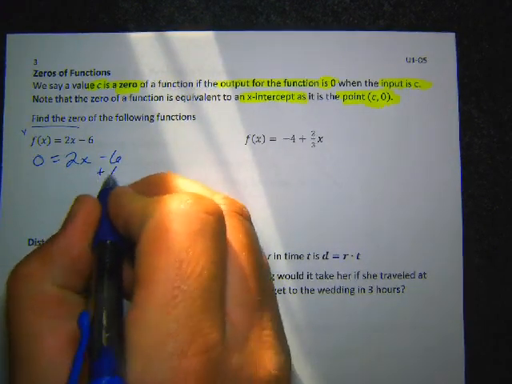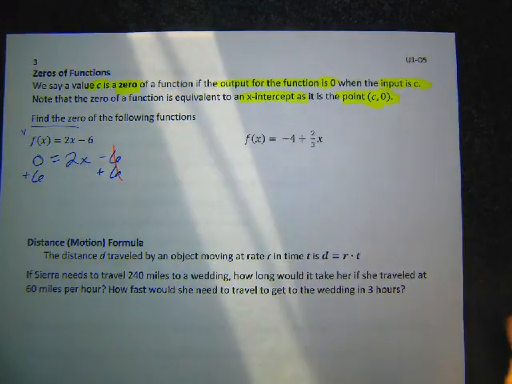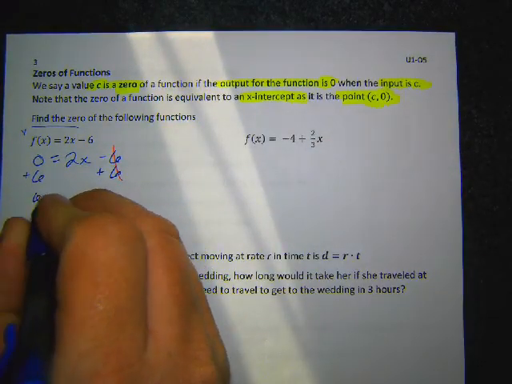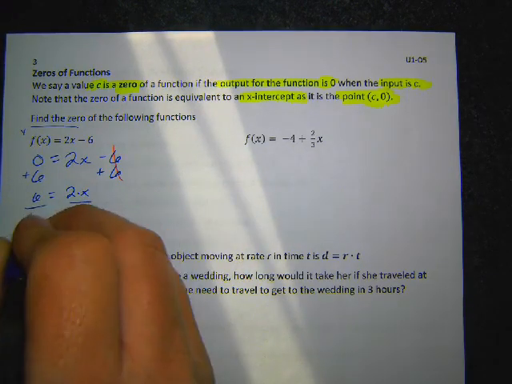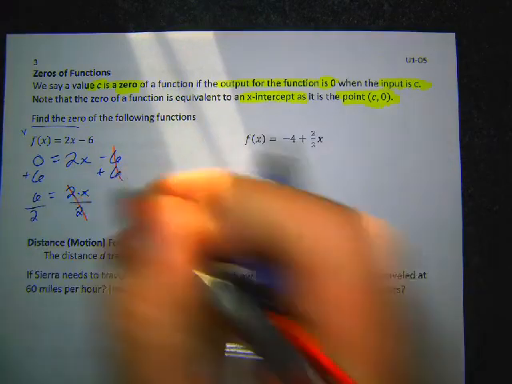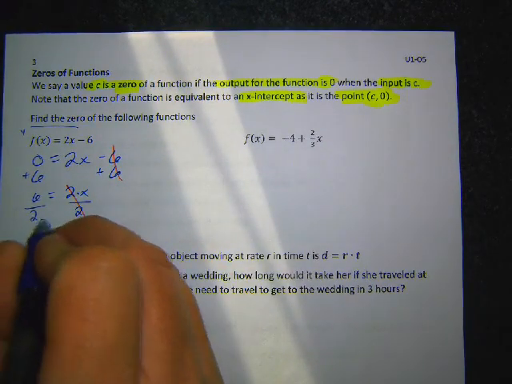So here I'm just going to add 6 to both sides because I'm trying to work on getting x by itself so I can solve. That gives 6 equals 2x. Divide by 2 to undo that multiplication. I'm going to divide by 2, get rid of that 2 here, and so we see that we get 3 equals x. So 3 is the 0.